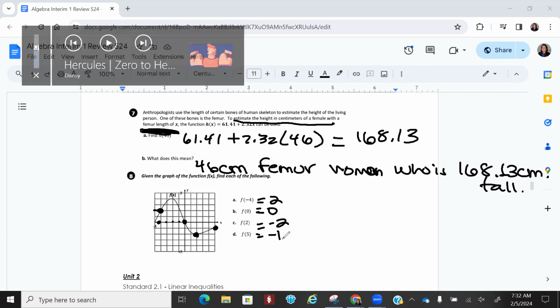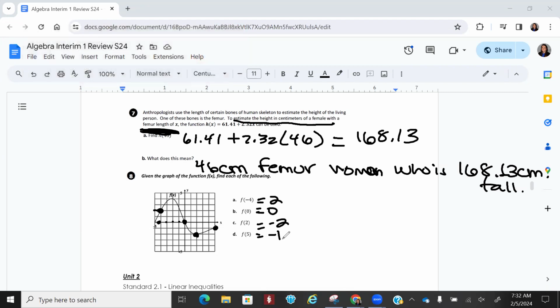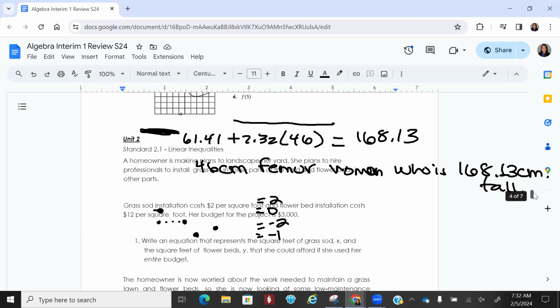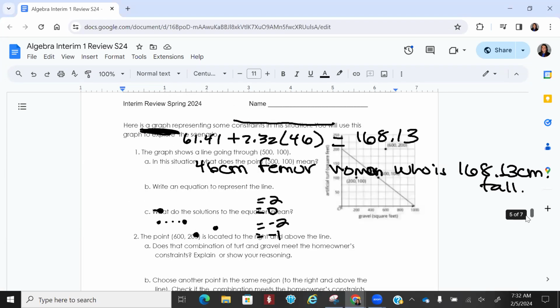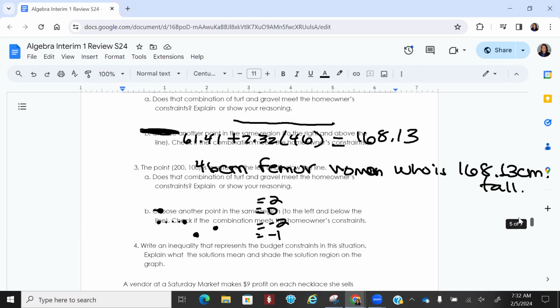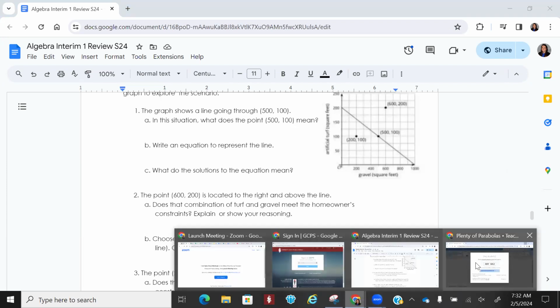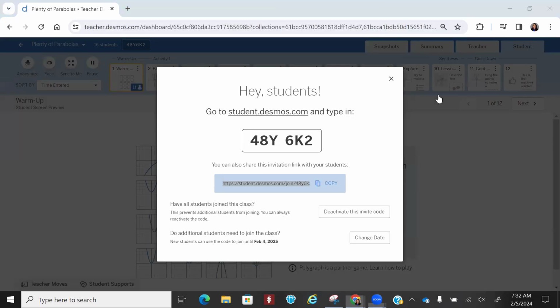Okay, again, these will be on your test. These definitely will be on there. It might look a little different, it might be a different context, but very, very similar. We're going to come back to unit 2 and all of that. So just hang on to that interim review really quick. But go ahead and open your Desmos and go ahead and join if you need.